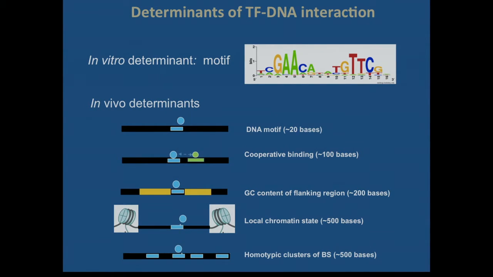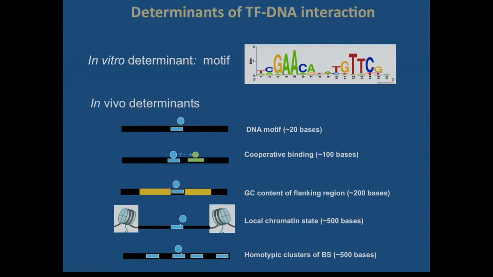It has also been shown, from the evolutionary perspective, that it's easier to evolve 3 lousy sites than to evolve 1 really strong site. So these are the reasons behind the huge prevalence of these things called homotypic clusters of binding sites.